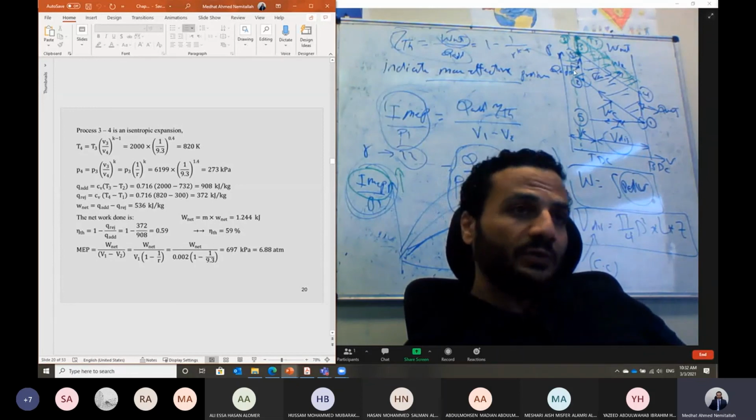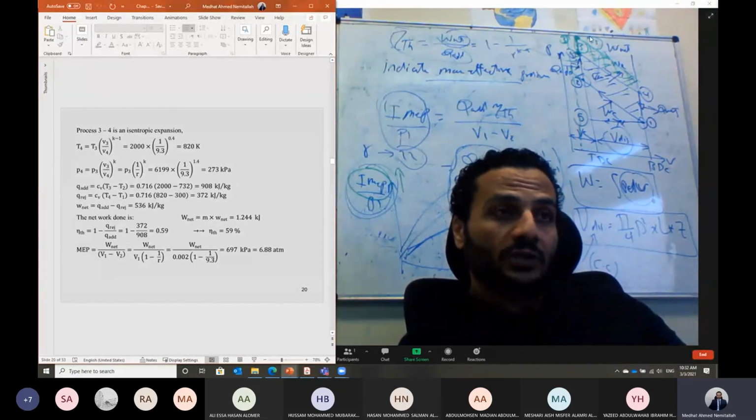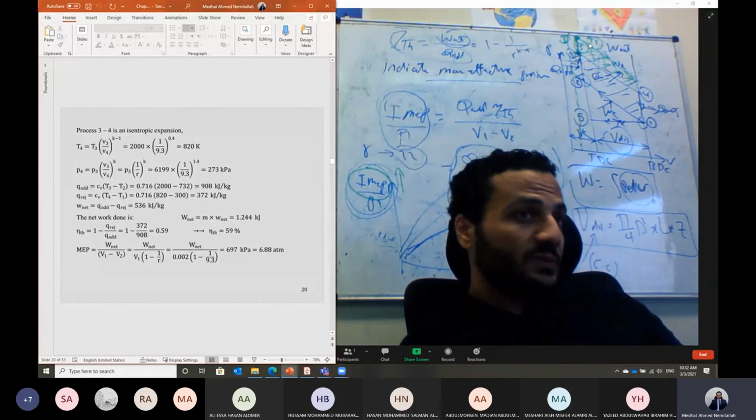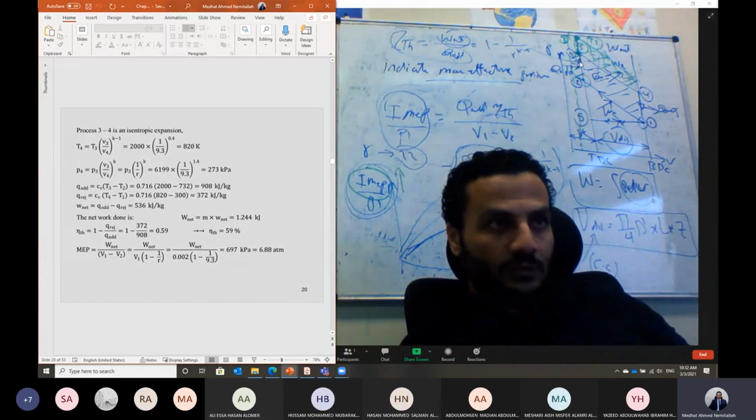And this is a very important parameter in the design of a gasoline engine. We have to design the engine so that the temperature T3, which is the maximum temperature, is less than the self-ignition temperature of the fuel. Okay.